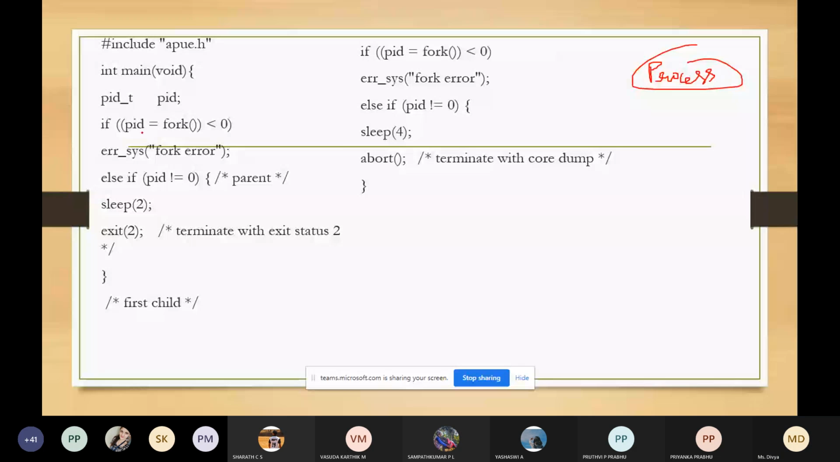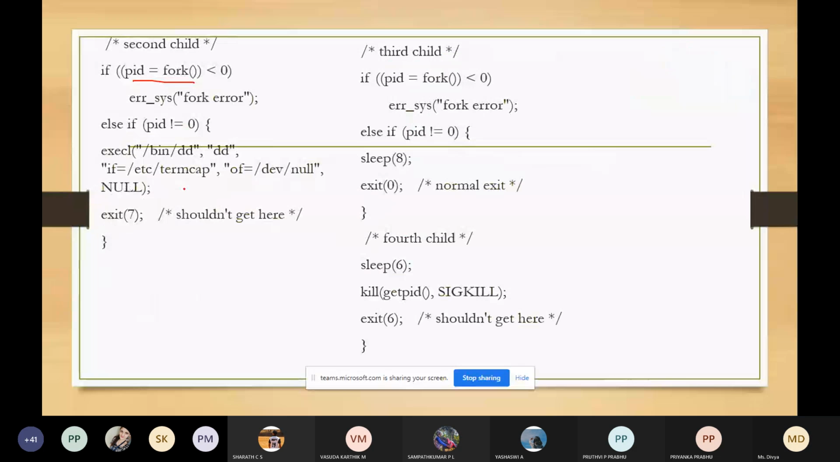Now here, how many times are we using the fork system call? We know that the fork system call is used for creating the child process, correct? So how many times are we using it? 1, similarly here 2, here 3, and here 4. So 4 times we are using the fork system call.